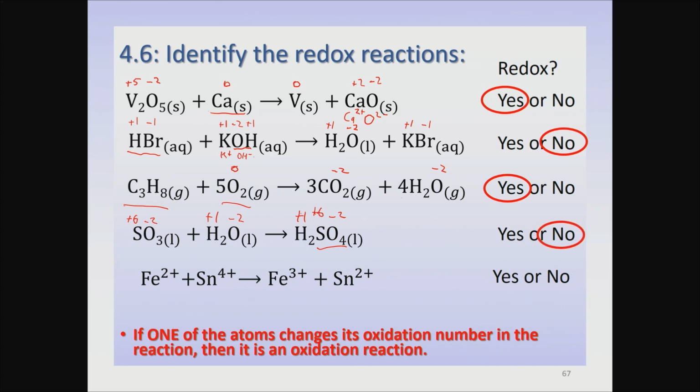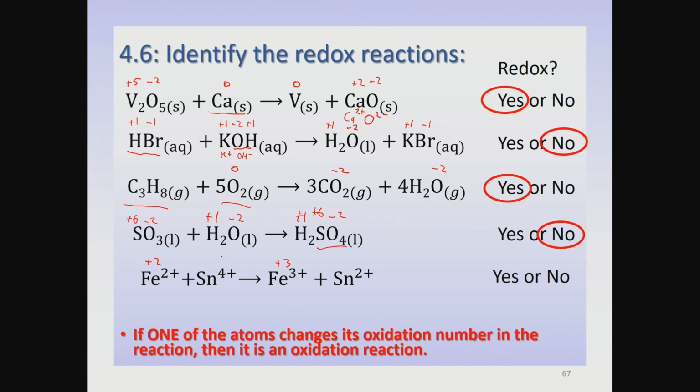Okay, the final one should be pretty easy. What makes this problem easy is that we have monatomic ions, and you might remember that the oxidation number for a monatomic ion is basically the same as its charge. So iron 2+ has an oxidation number of +2, iron 3+ has an oxidation number of +3, so the oxidation number of iron is changing as you're going from reactants to products, and so this is a redox reaction.